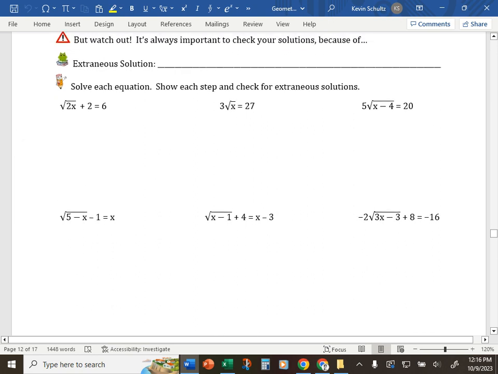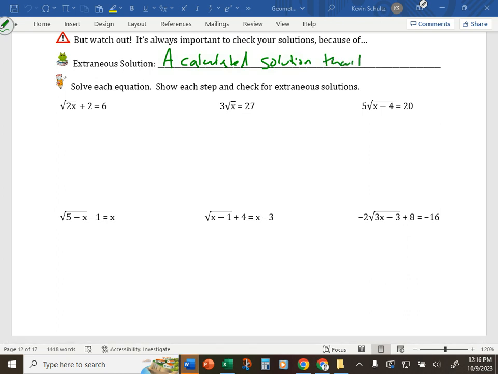An extraneous solution is a calculated solution that doesn't work in the original equation. Which is why it is so important that you check your answers with radical equations, because you do all the math right, you do the opposite operations, you square, you factor, you use the quadratic formula, you do all that stuff, and it turns out that one of the answers isn't actually right. Not because you did any sort of math wrong.